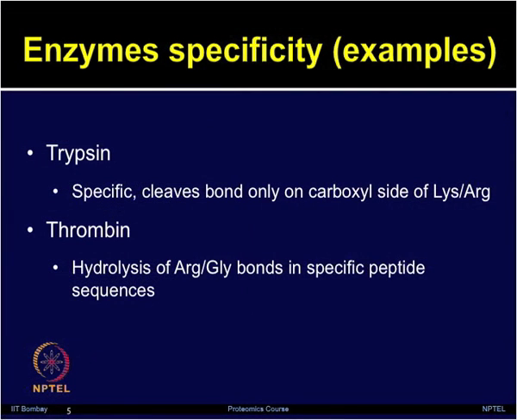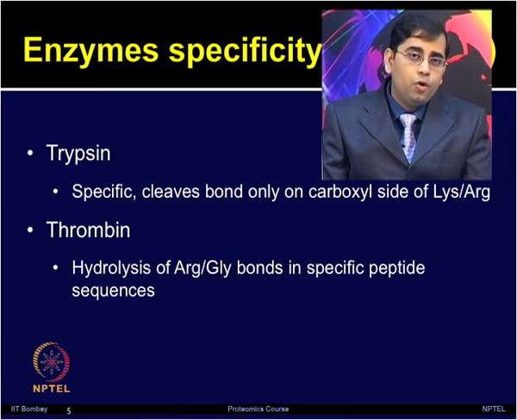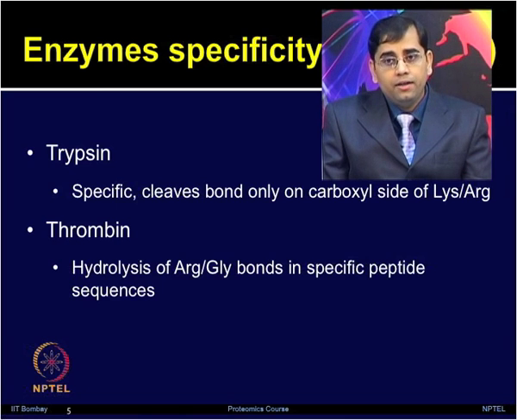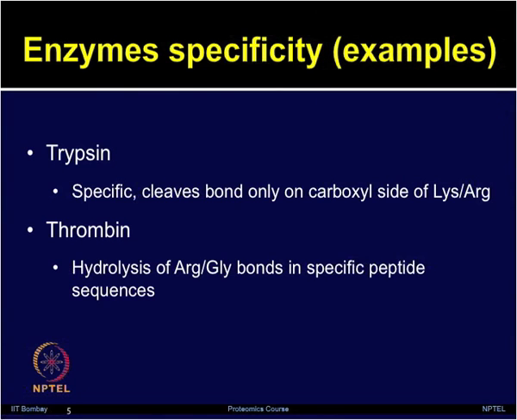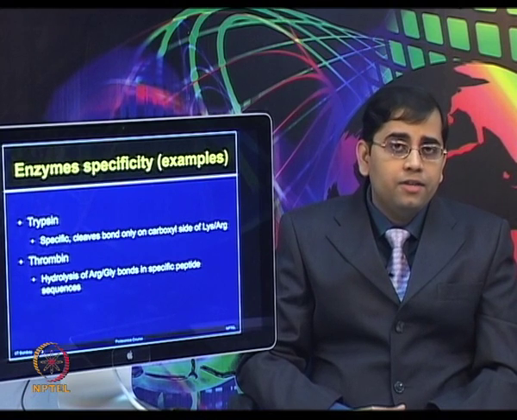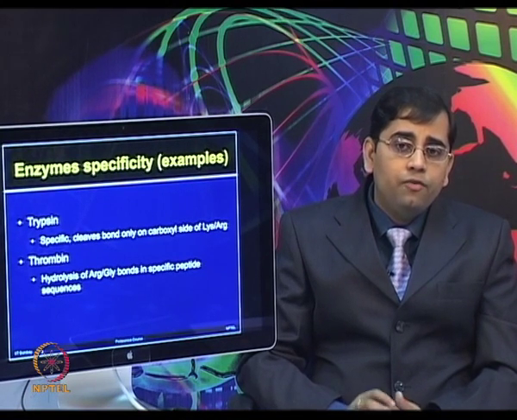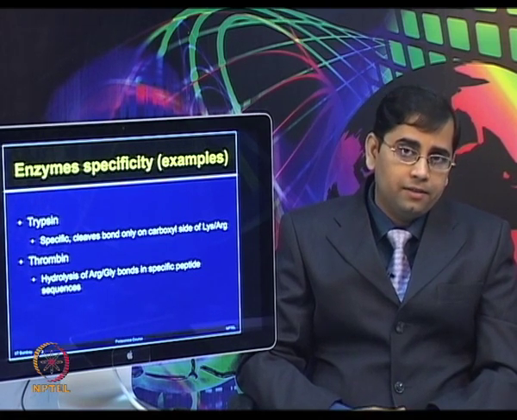In terms of enzyme specificity, let me give you a few examples. Trypsin is highly specific. It cleaves bonds only on the carboxyl side of the residues lysine and arginine. Another enzyme, thrombin, which participates in blood clotting, is even more specific than trypsin. It catalyzes hydrolysis of arginine-glycine bonds in a very specific peptide sequence and therefore offers high specificity.